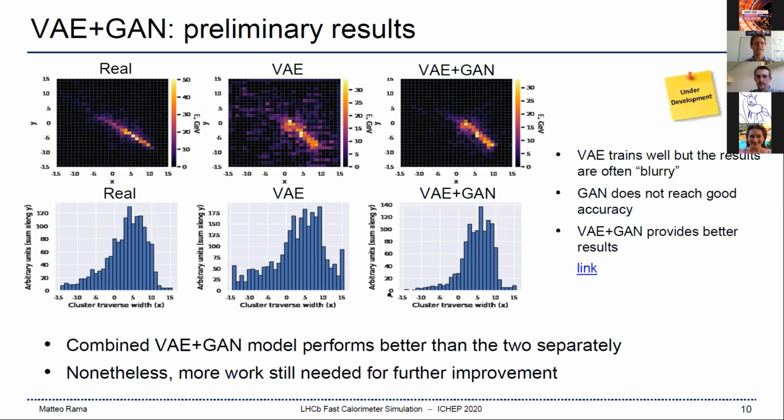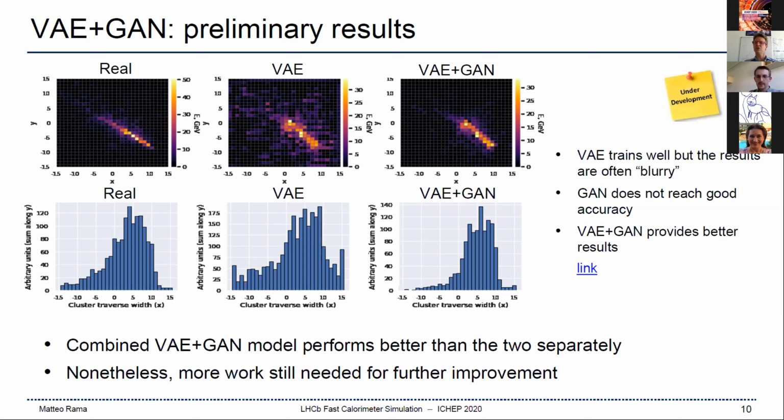So here you can see some preliminary comparisons between Geant4 and the machine learning networks that I've just mentioned. You can see on the top left an example of real hit distributions. Real means here Geant4. And then an example of the distribution as output from the variational autoencoder and the result from the combination of the variational autoencoder with the GAN.